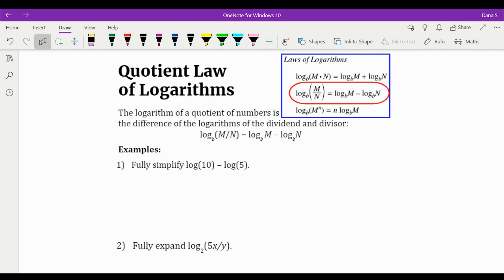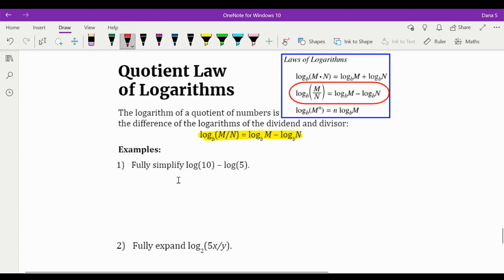Hello, in this video we're going to be looking at the quotient law of logarithms, which tells us that the logarithm of a quotient of values is the difference of the logarithms of the dividend and divisor. The dividend would be what is occurring in the numerator, and the divisor would be what is occurring in the denominator. We have the general rule here. It's also on our formula sheet. Log base b of m over n is equal to log base b of m minus log base b of n. Notice that the logarithm's base has to be consistent.